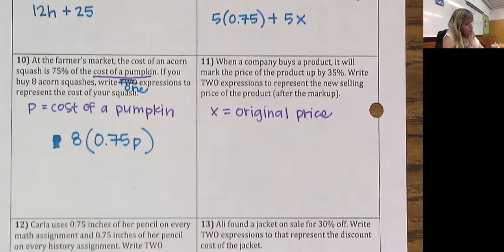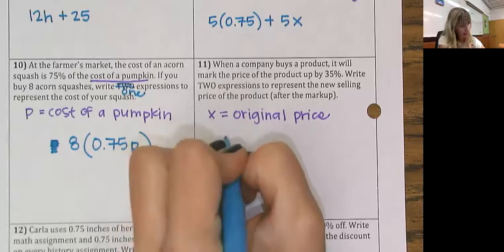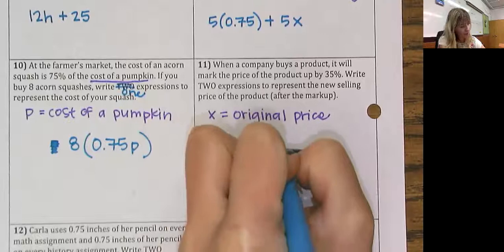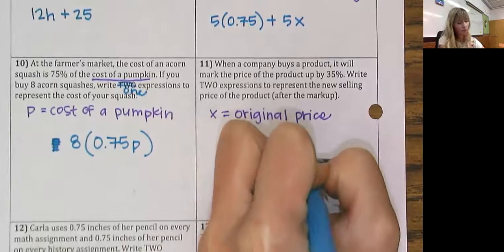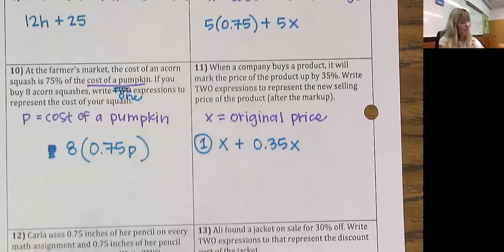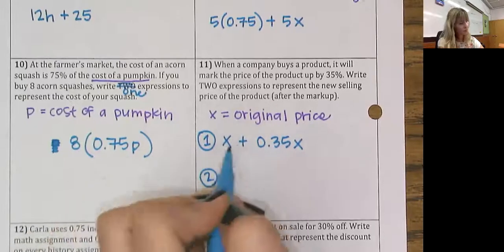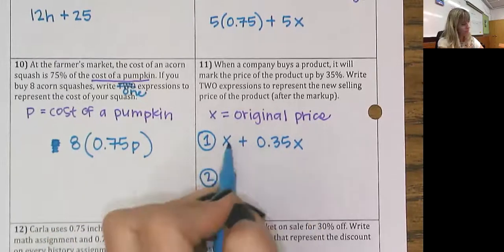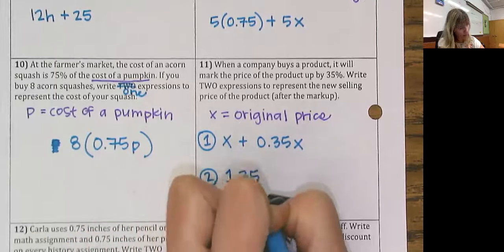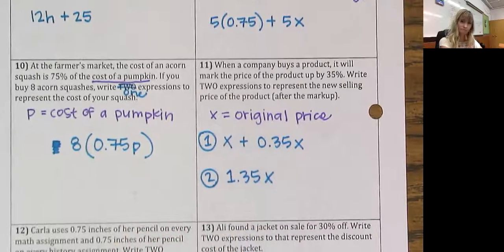Okay, so they mark up the product. What that means is they take the original and they add 35% of the original. That's one way to write this expression. A second way to write this expression is to do exactly what we did on the front, where you combine like terms. 1x plus 0.35x is 1.35x. There's one expression, there's another expression.